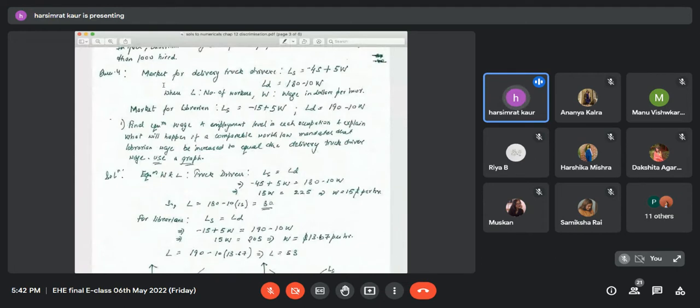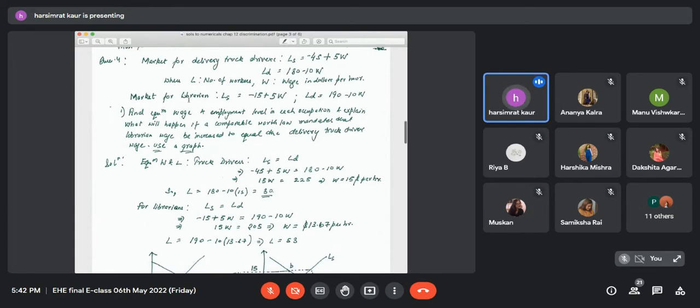So guys, now again, there is one question. It's a comparable worth law question. Okay. So, comparable worth law, we are comparing different labor markets. There is one labor market for delivery truck drivers, labor supply given, labor demand curve given. Similarly, there is a market for librarians, labor supply given, labor demand curve given.